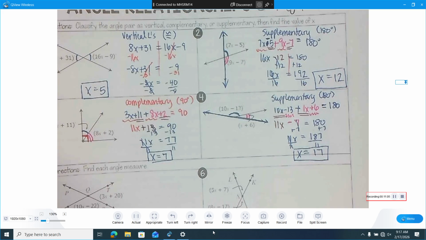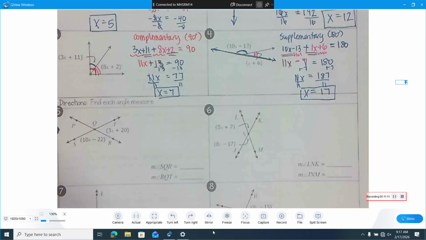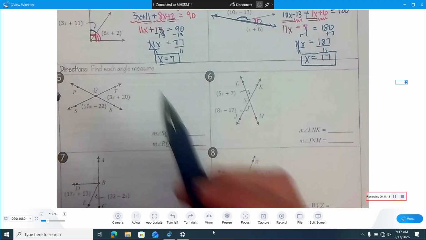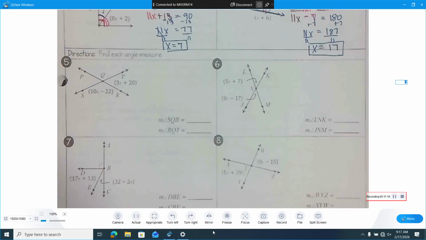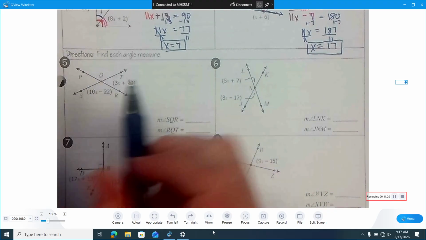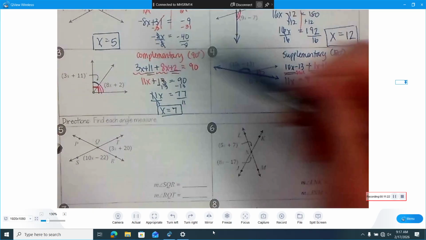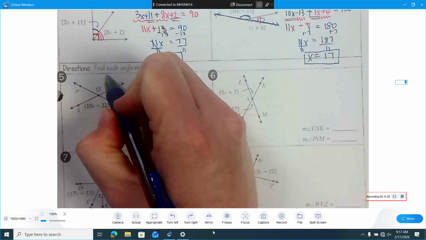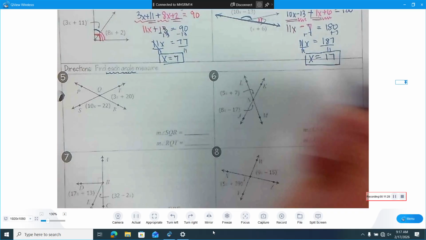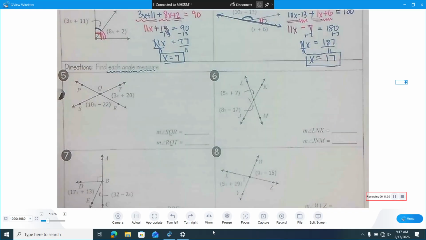Okay, do you have questions for me? No? All right, let's just do 3 more. I think that'll be good. All right, last 3 here. 5, 6, and 7. This one is a little bit different. The first 4, all we had to do was find x. But now it says find each angle measure. So what are we going to be doing to find each angle measure?